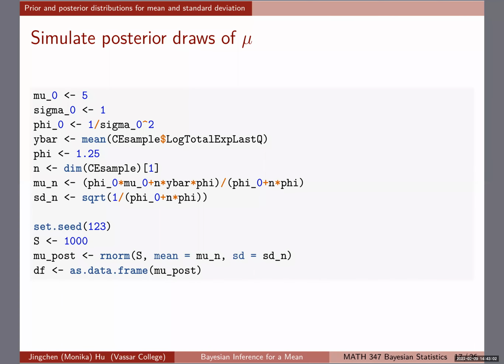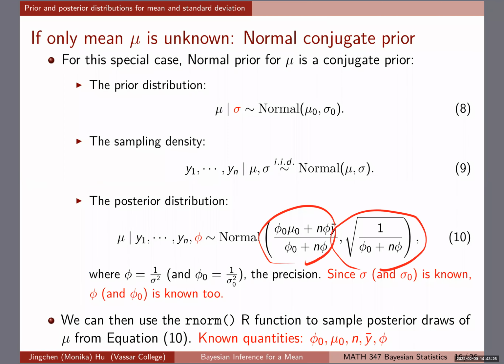So I included some code, which you can play with because I posted the code on Moodle as well. Here I'm showing you some prior choices I can have, okay? And then y bar is just the average of the observations themselves. I also fix a particular phi so that we know what the sigma is. And then all you need to do is calculate that mu and standard deviation, which is, let me go back to the previous slide, these two quantities that I highlight over here.